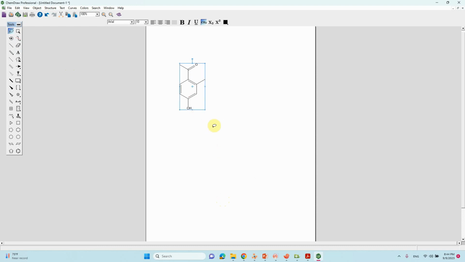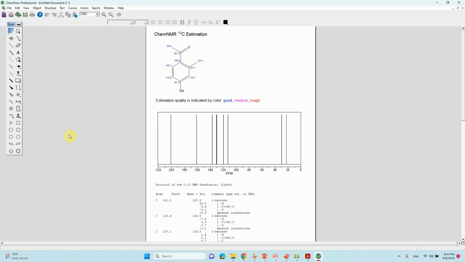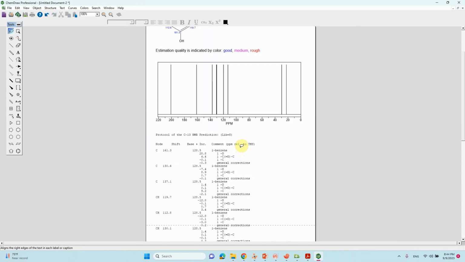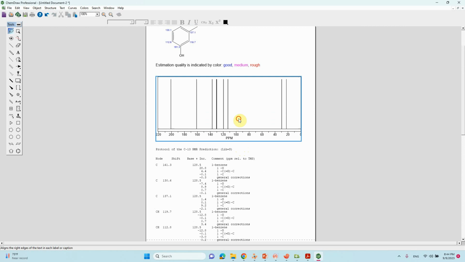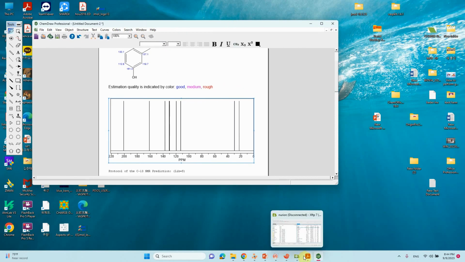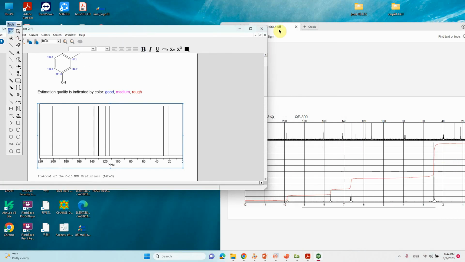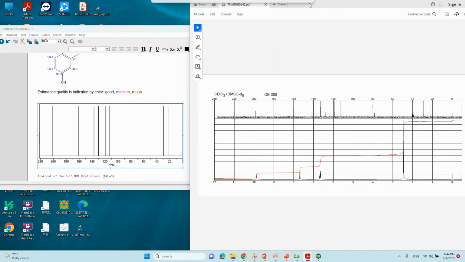First we will predict the C13 NMR. How to predict? Just go to Structure in ChemDraw and choose Predict C13 NMR Shifts. This is the C13 NMR of that molecule. You can compare it with the one reported by Sigma Aldrich, and you can find everything matches.